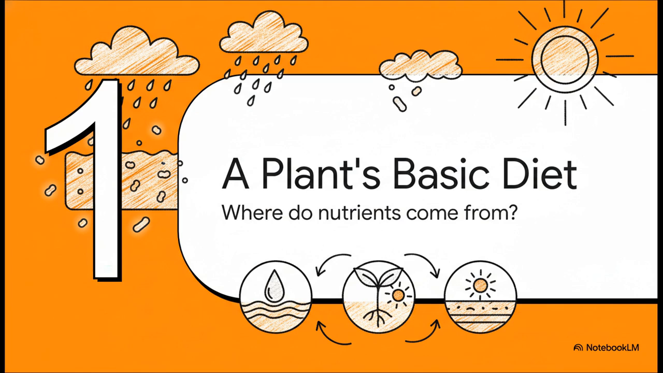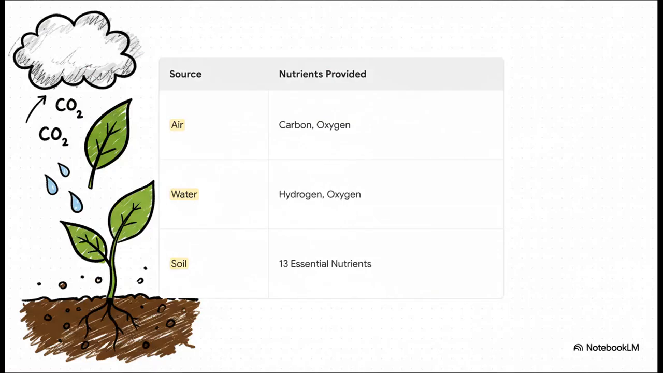The most basic question is, where do these nutrients actually come from? Well, it's not from just one place. Plants get what they need from three main sources in their environment. See, it's quite simple. Plants get their nutrients from the air, from water, and from the soil.